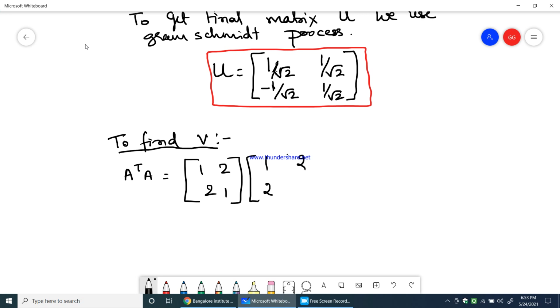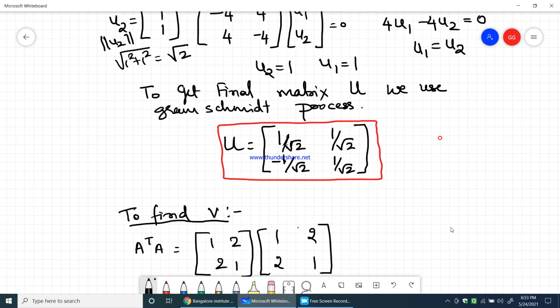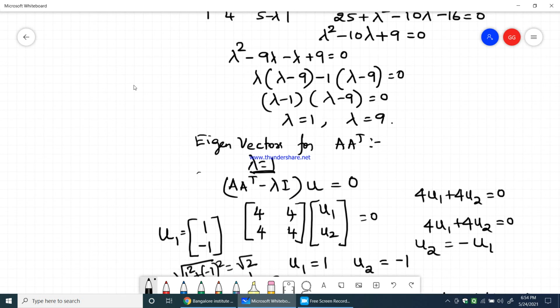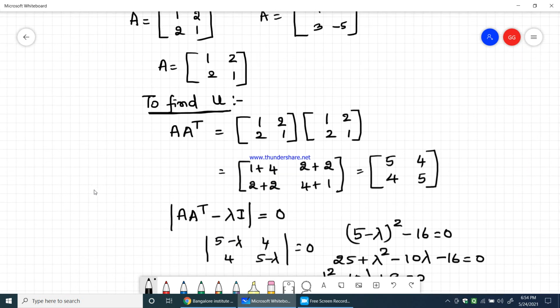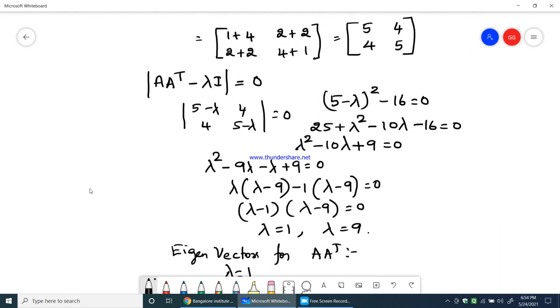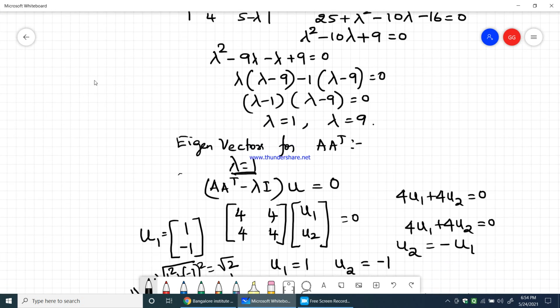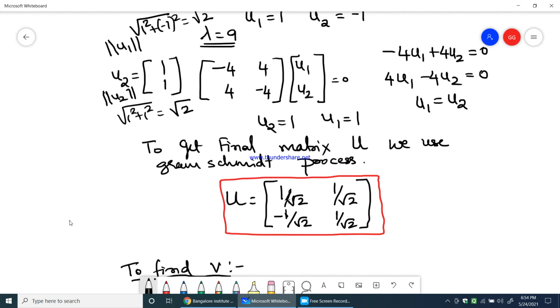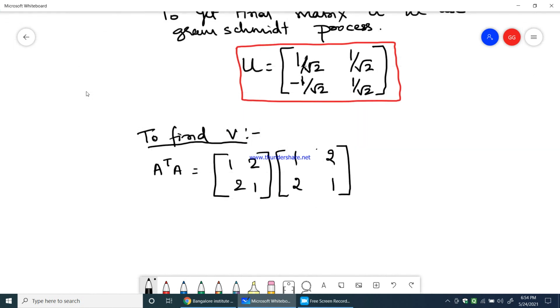So you will end up getting the same eigenvalues and eigenvectors for V. Whatever eigenvalues we got here, you get the same, because it is a symmetric matrix and also a square matrix. Therefore you will get the same lambda values, lambda equals 1 and lambda equals 9, because A transpose into A is the same.